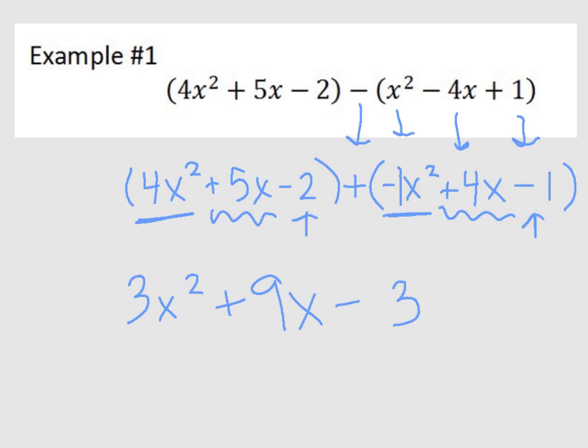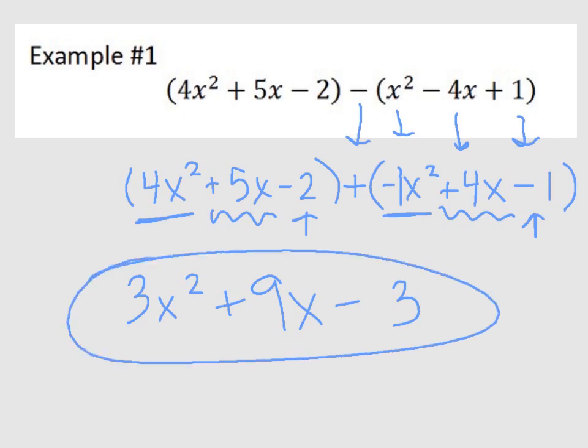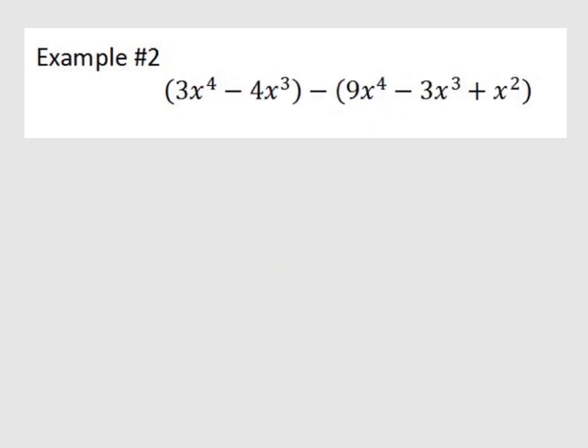Go ahead and check that our answer is in standard form. It is because our biggest exponent is first and then it's counting down. So this would be our answer. Let's look at one more example. This time we have a binomial minus a trinomial, but we're going to follow these same steps.